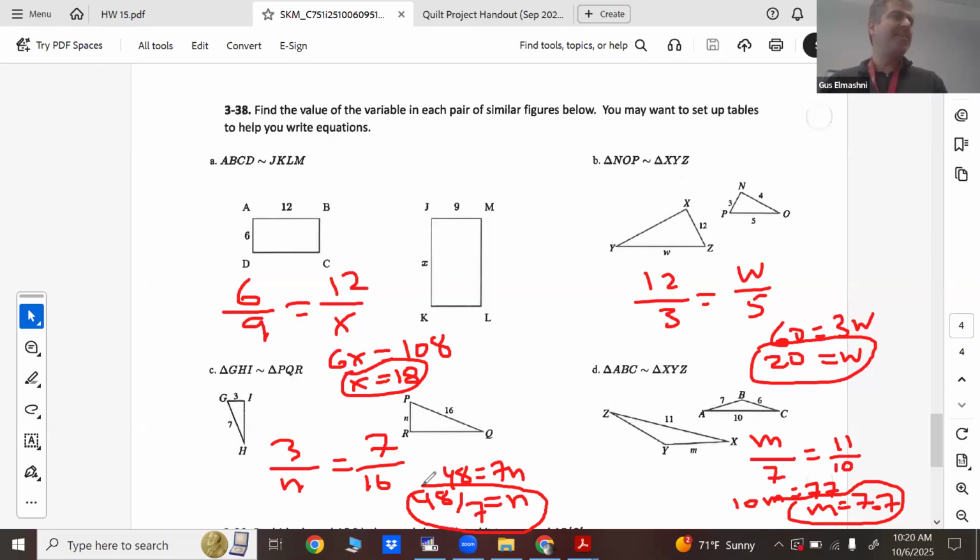Hopefully you guys are getting it. Okay, wait, what was the answer? Oh yeah, okay, for C, 6 and 6 sevenths. Yes, I did hear it. I'll just leave it as an improper fraction, but it's fine. You did it as a mixed number.